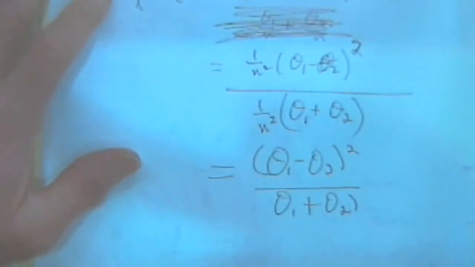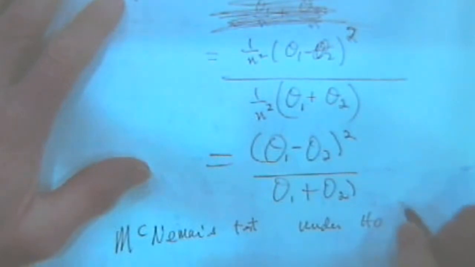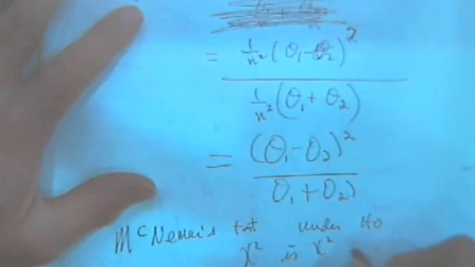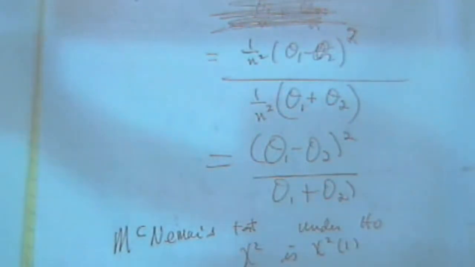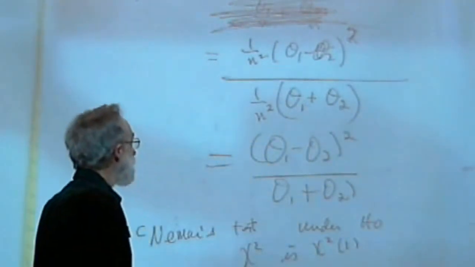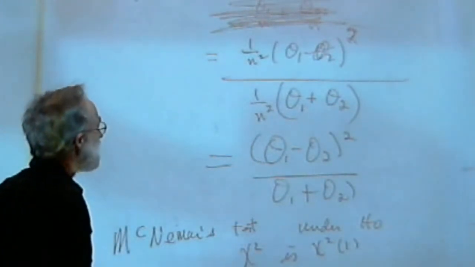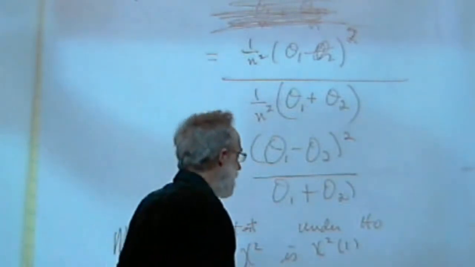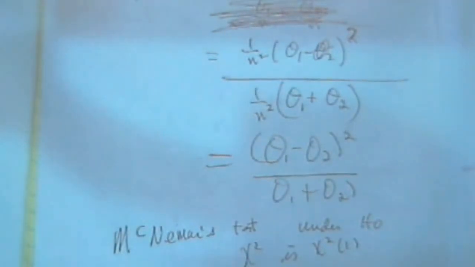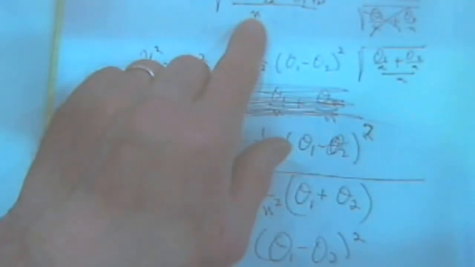So it's O1 minus O2 squared over O1 plus O2. This is called McNemar's test. Okay, under H0, this chi-squared has a chi-squared 1 distribution. I forgot to divide by 1. So 1 over. Let's keep that 1. I get a double n. Then the n's cancel out.